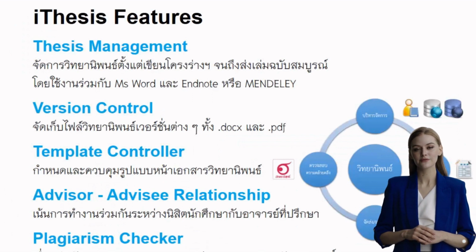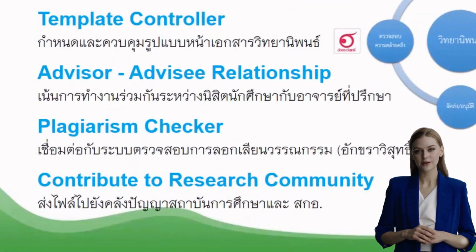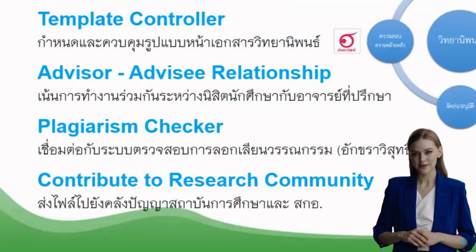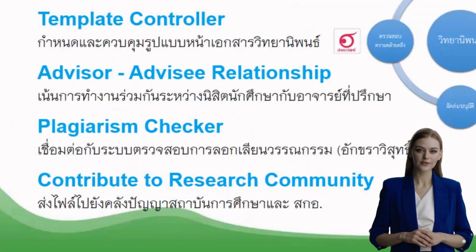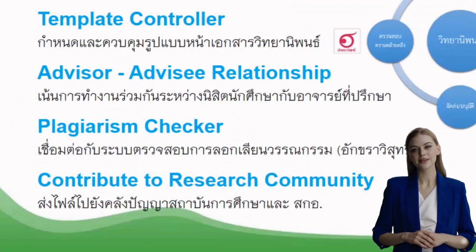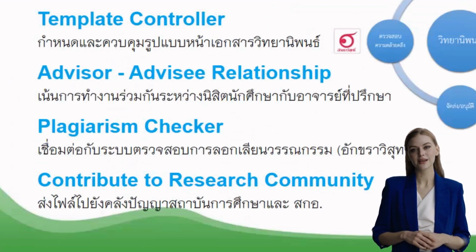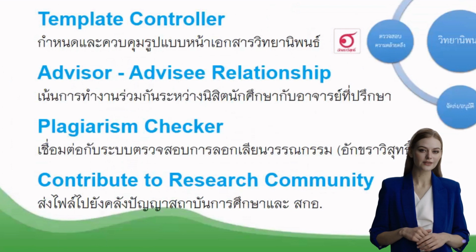The advisor and advisee relationship involves collaboration between students and advisors. Upon submission of proposal, draft, or complete version files, the system notifies advisors via email. The iThesis system incorporates a plagiarism checker, mandating students to use it before submitting proposal, draft, and complete version. This guarantees advisors can assess and confirm the content's authenticity through regular plagiarism checks.